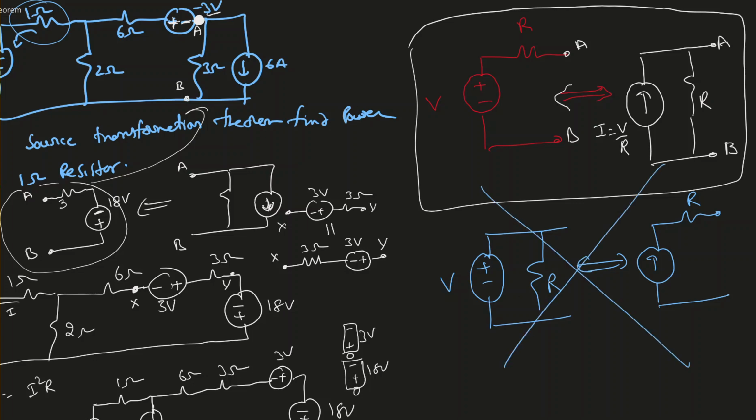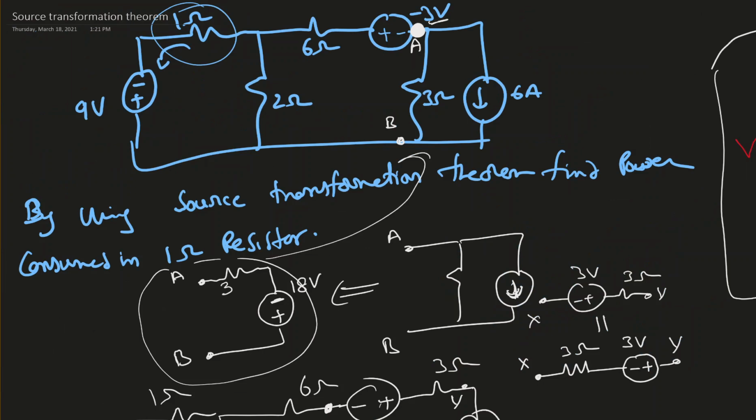If you have a voltage source in parallel with a resistor, you cannot convert that into a current source in series with a resistor. The only possibility is if you have a voltage source in series with a resistor, then you can convert that into a current source in parallel with a resistor. Or if you have a current source in parallel with a resistor, you can convert that into a voltage source in series with a resistor. So here is an example. In this example, by using the source transformation theorem, find the power consumed in the 1 ohm resistor. The 1 ohm resistor is right here. We need to find the power consumed by that.